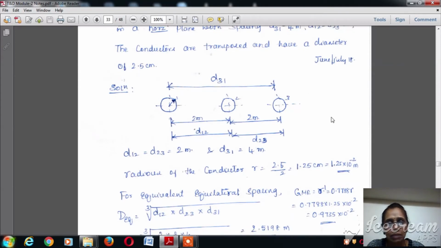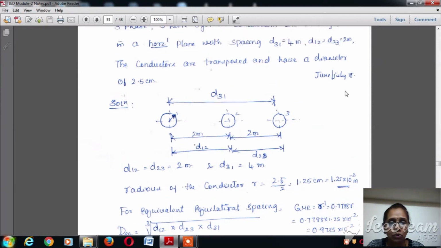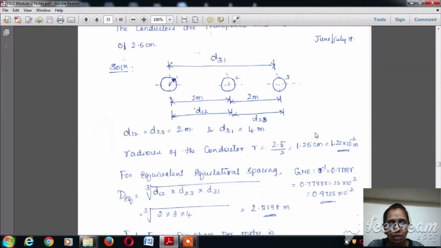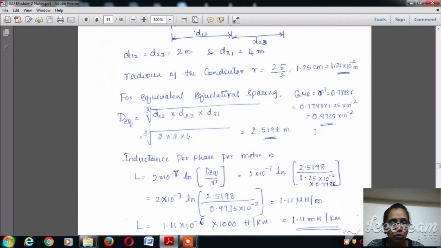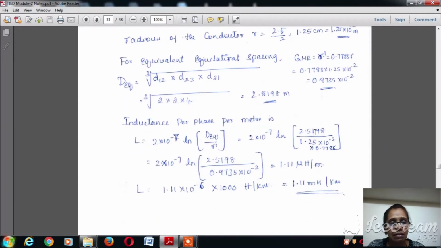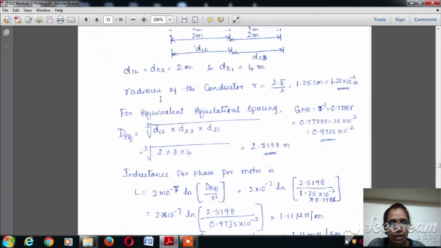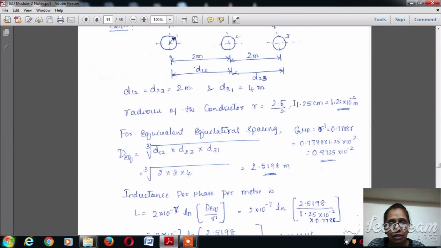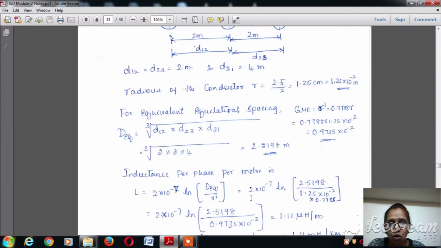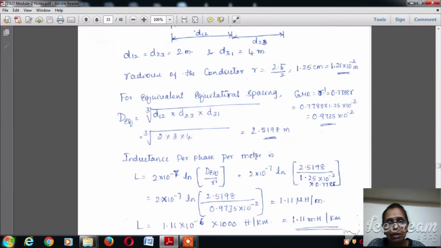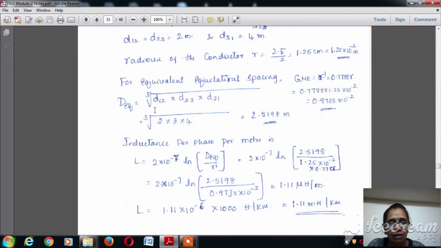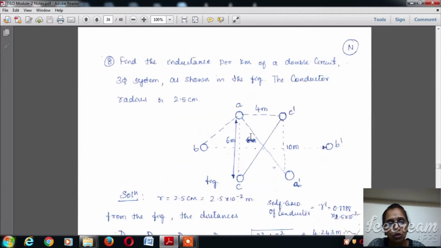This problem was repeated in July 2018. I have solved this problem for your reference. You can go through this problem, and here they have asked us to calculate the inductance of the line using the GMD GMR method, and it is a transposed line. They have given G12, G13, and the distances are also mentioned, but it is equilateral spacing, so it is very easy to calculate the D equivalent, the cube root of D12 into D23 into D31.